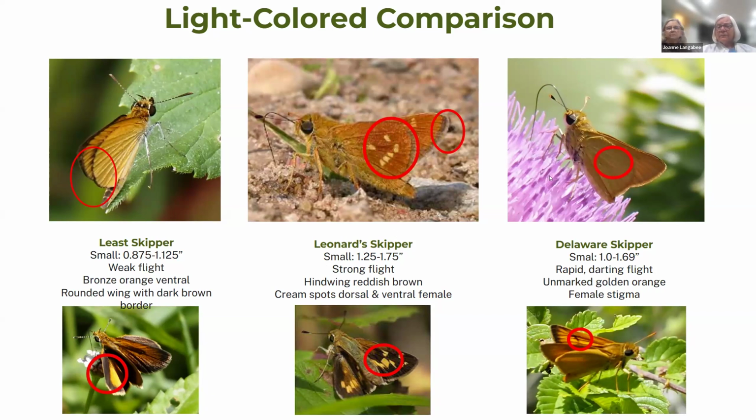The Delaware skipper is almost a golden orange color. It's small, with fast flight. It has this stigma. The stigma is a scent organ, and they're usually dark, and you can see it right here if you look carefully. But they're very, very non-distinct in their shape or in the color.